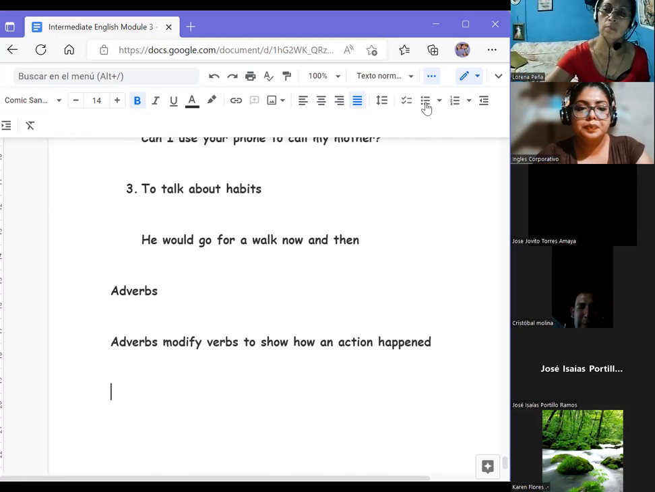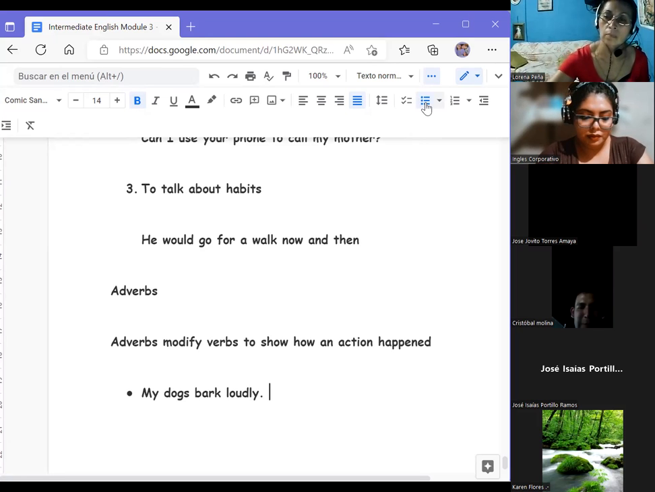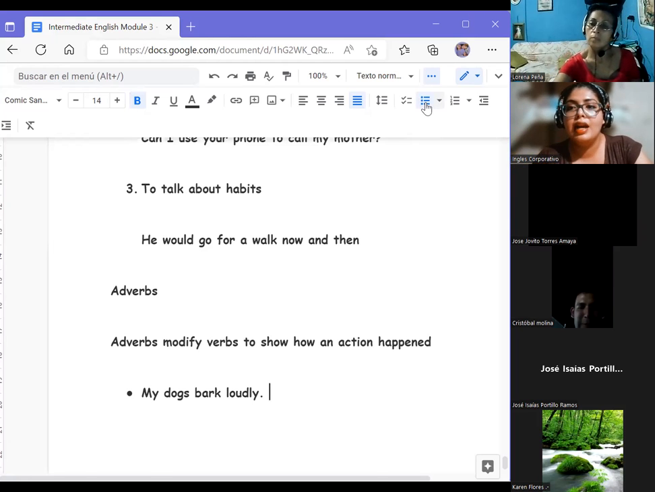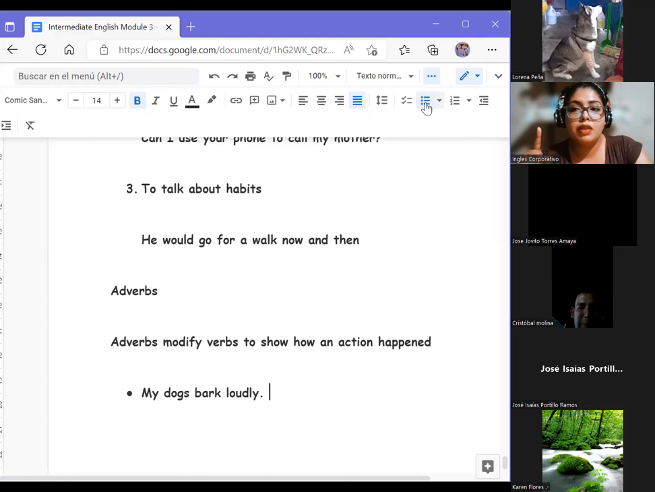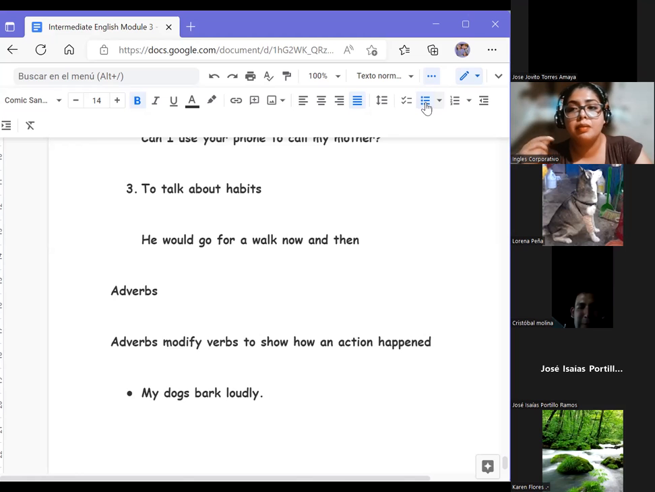And we have the example. My dog barks loudly. In that case, we are modifying the verb because we are saying that the dog is doing an action, but in a noisy way. En este caso, estamos hablando de que nuestro perro ladra muy fuerte o muy ruidosamente. En este caso, estamos modificando el verbo que tenemos ahí, que es bark. I mean bark, because in this case, it's singular.